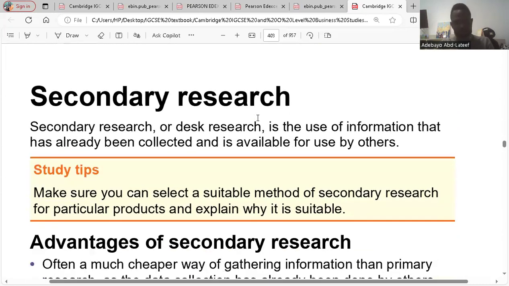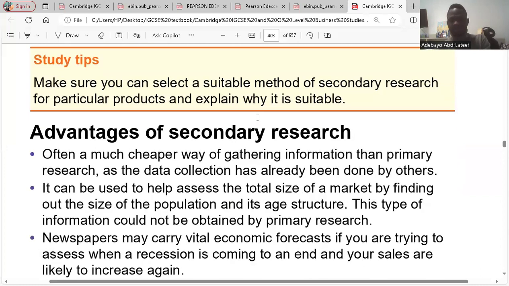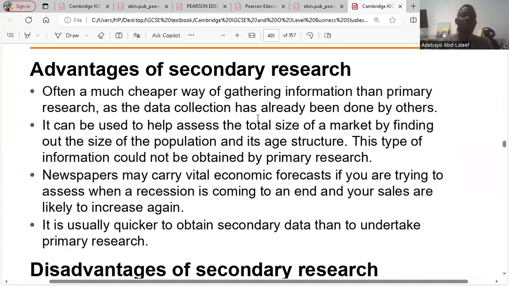So we go to secondary research. For secondary research, we're talking about desk research. It's the use of information that has already been collected and is available for use by others. So this information is already done. It's already available, so it's just for you to get there. That is desk, that's what I call it. It's already on the desk. So what are the advantages? One, often a much cheaper way of gathering information than primary research, as the data collection has already been done by others. So it is cheap because you don't have to invest in it. You don't have to spend to get it.